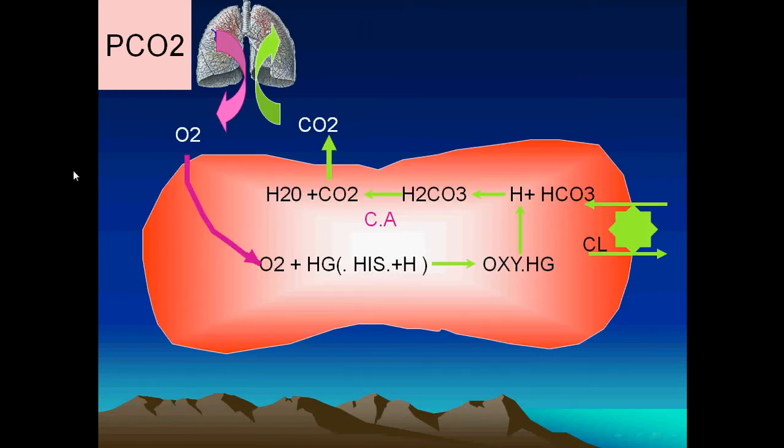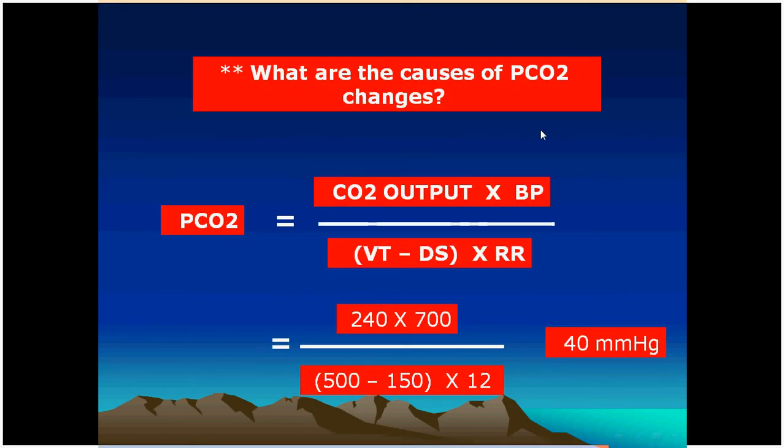On the arterial side, when you come to the lung, the reverse happens. The partial pressure of oxygen is high, it displaces the hydrogen ion, and this hydrogen will combine with the bicarbonate in the reverse chloride shift with the action of carbonic anhydrase to make carbon dioxide, which goes out through the lung to get rid of carbon dioxide. So the determination of carbon dioxide depends on two things: the production from the tissues and the excretion by the lung.